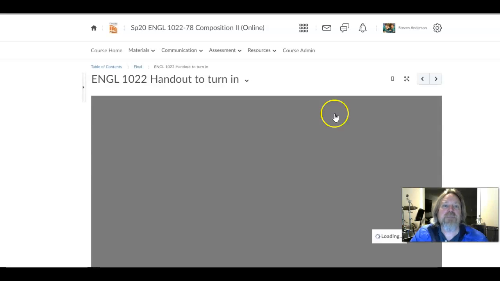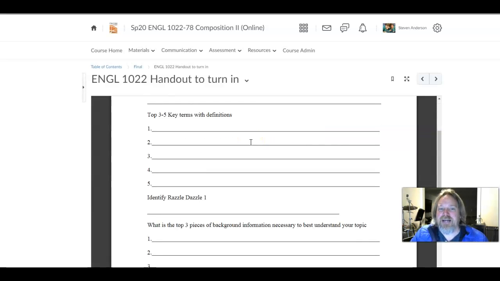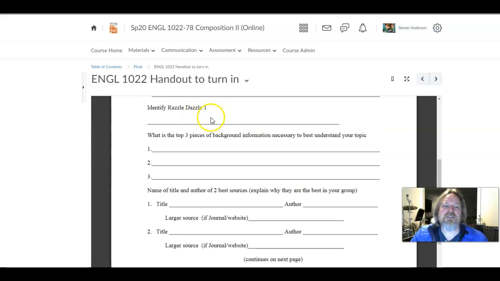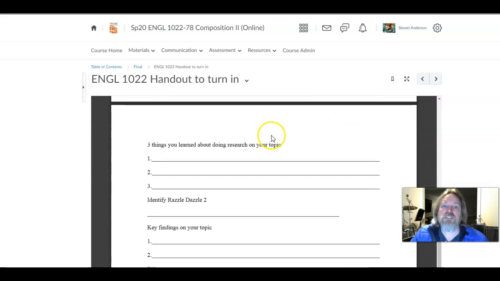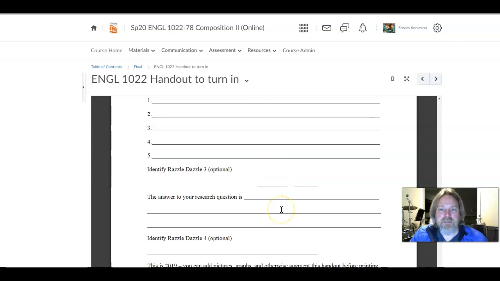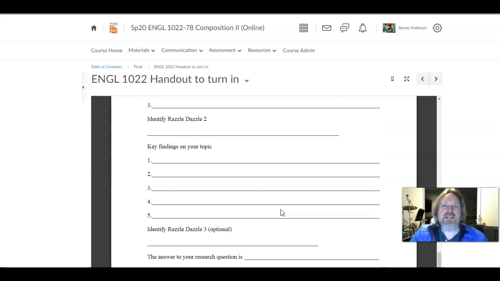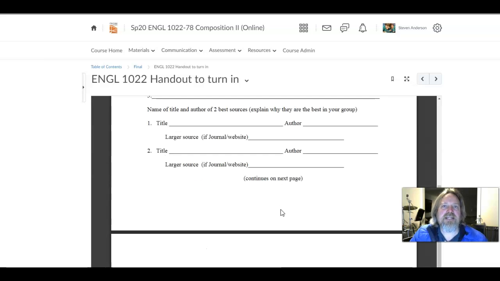And if you look at it, I'll have a video on Friday, but this can give you an idea of, hey, here's my research question, top terms. We'll get to the razzle dazzle, right? What are the three biggest pieces of background information? What are the best sources? What did you learn about research? Key findings and the answer to your question. So you can see the presentation is basically talking about your paper. And you did the research, you'll just be transferring it into a presentation form.